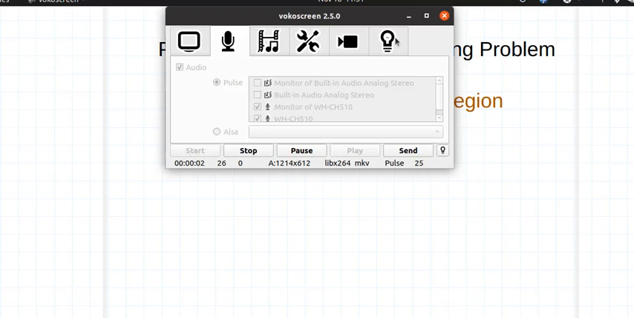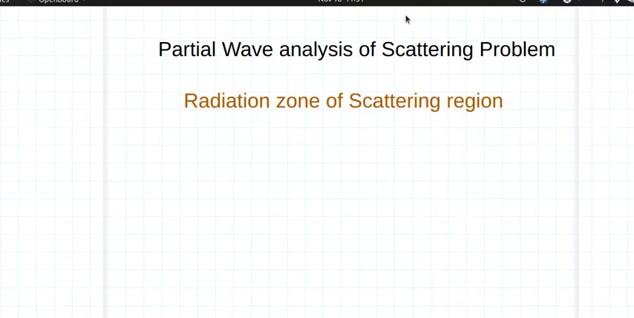So today I will start with the partial wave analysis of scattering problem, and here I will discuss one part, that is radiation zone, because the potential region we divide into 3 parts. Okay.